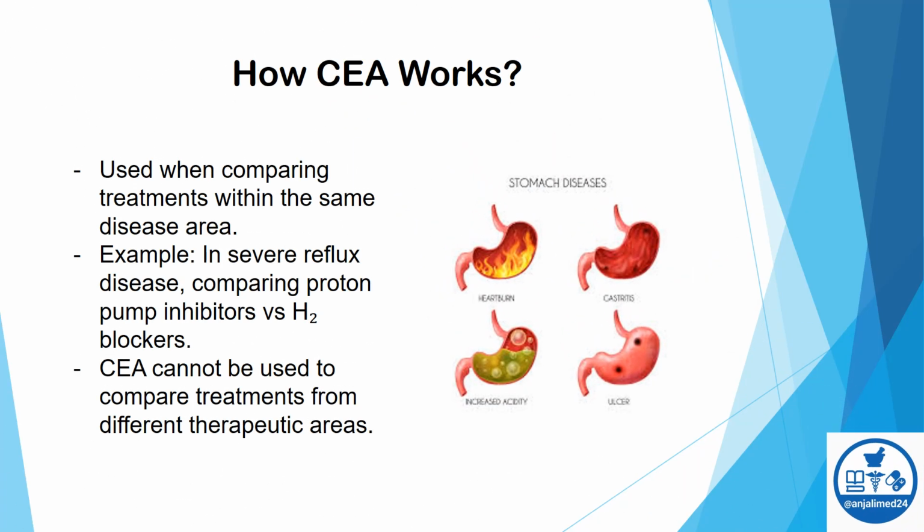How CEA works. CEA works best when treatments have similar clinical goals. For example, in patients with severe reflux esophagitis, a proton pump inhibitor might be compared with an H blocker because both aim to reduce acid-related symptoms. However, CEA cannot be used to compare completely unrelated treatments, such as a diabetes therapy versus a chemotherapy regimen, because their clinical outcomes differ.